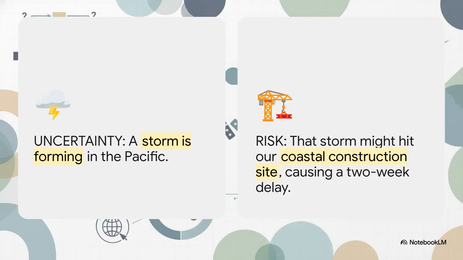This example really makes it click. A storm brewing way out in the ocean? That's an uncertainty. But the moment that storm's path could potentially hit your coastal construction site and cause a delay, now it's a risk. It's the same event, but now it matters to your objectives.